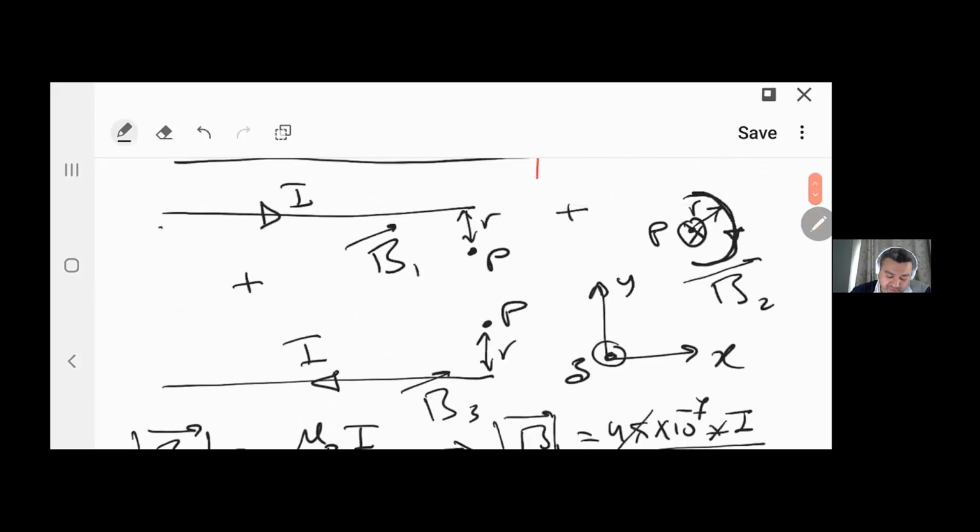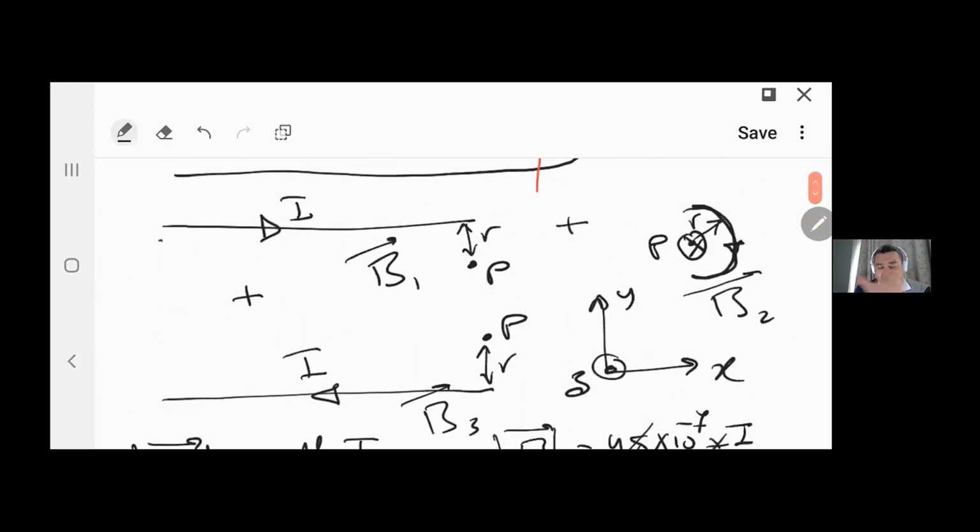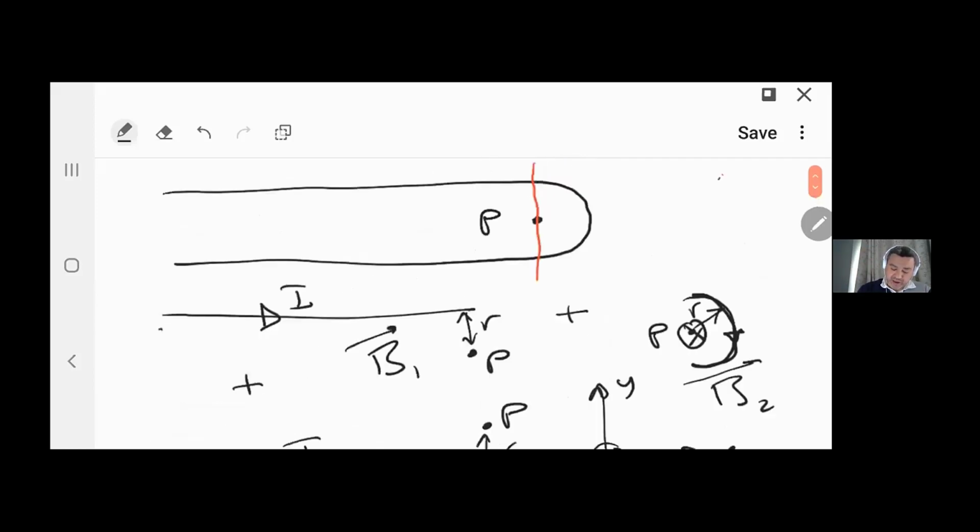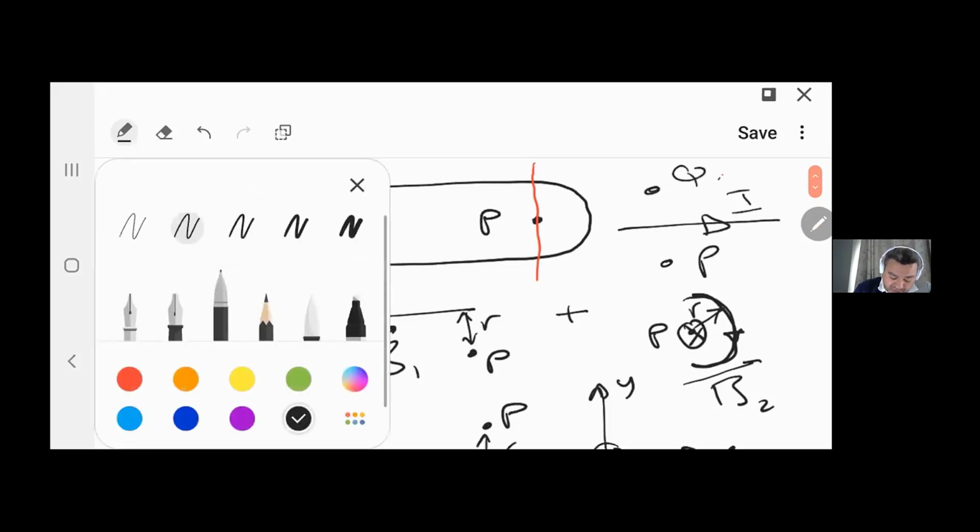For B1, we said that the thumb goes in the direction of the current, and then the fingers will curl, defining the direction of the magnetic field. We said that if we have a wire going in this direction, and I have, let's say, those 2 points, and I would like to know the direction of the magnetic field right at those 2 points.